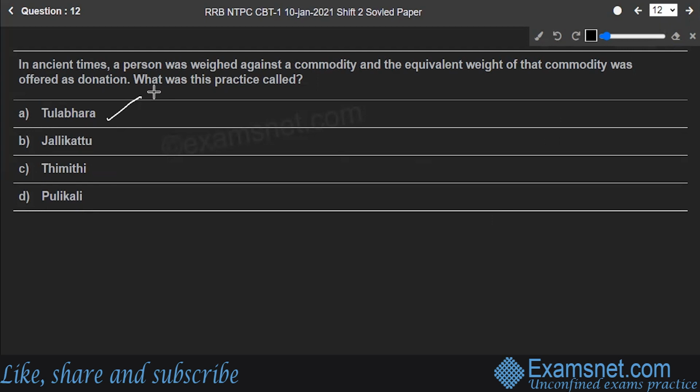Tulabhara is an ancient Hindu practice in which a person is weighed against a commodity such as gold or coins or grains, fruits, or any other objects. And the equivalent weight of that commodity is offered as donation. So option A is the correct answer. Let's look at the other ones also.